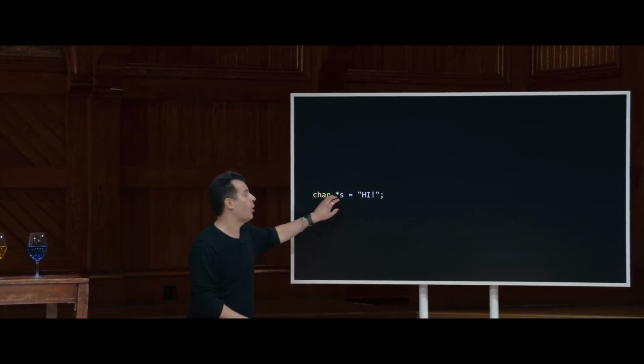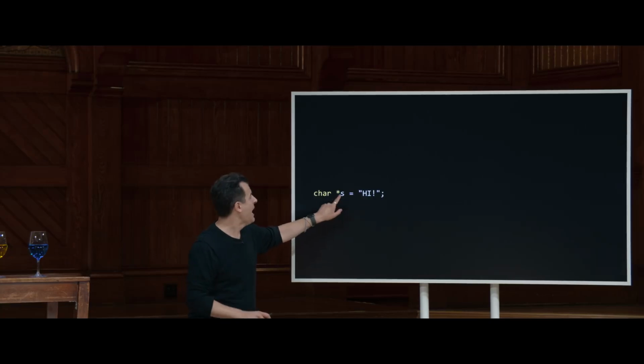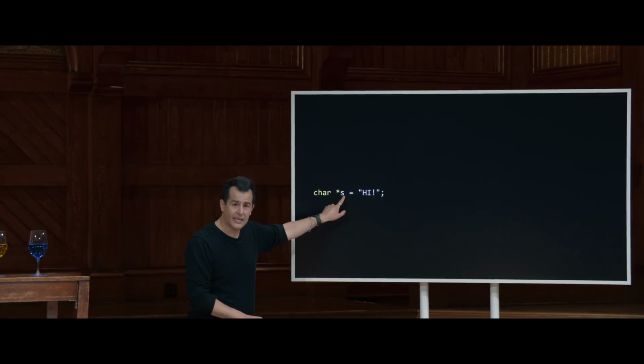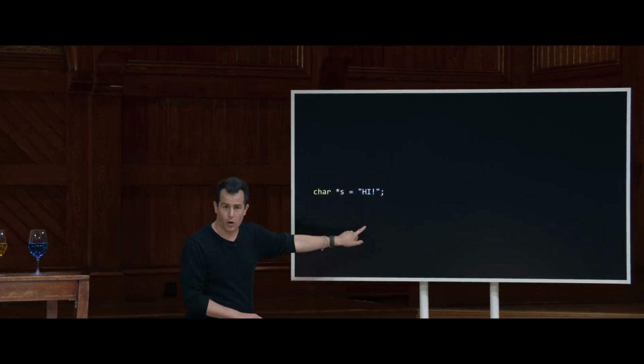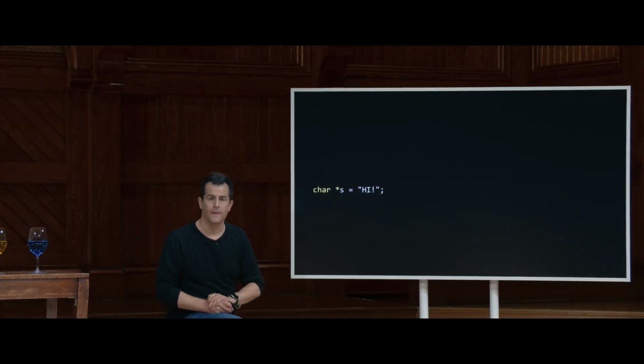You can call it a char star, which is a different data type that we're introducing today for the first time. And the star just means that s itself is not a char. The star means that s is the address of a char. And by convention, it's the address of the first char in a string.